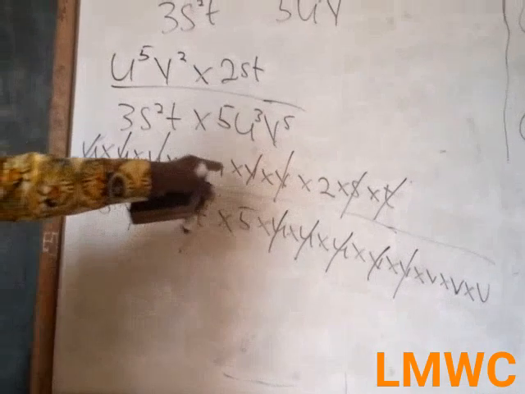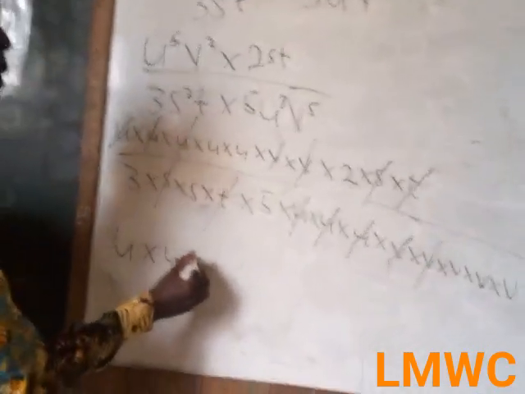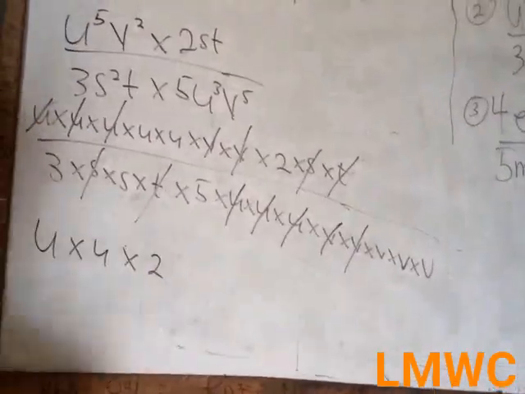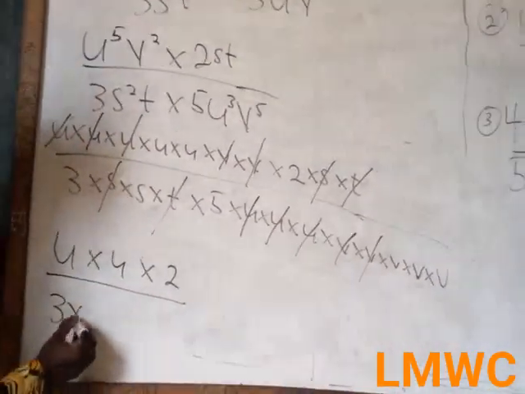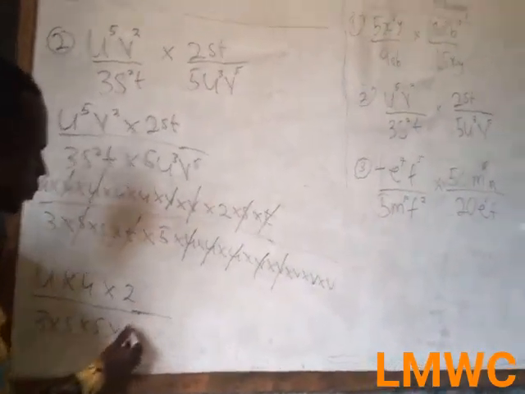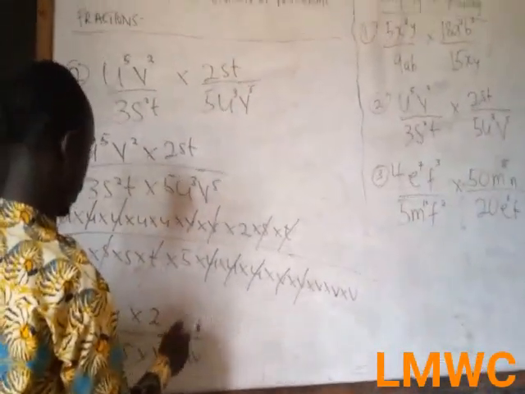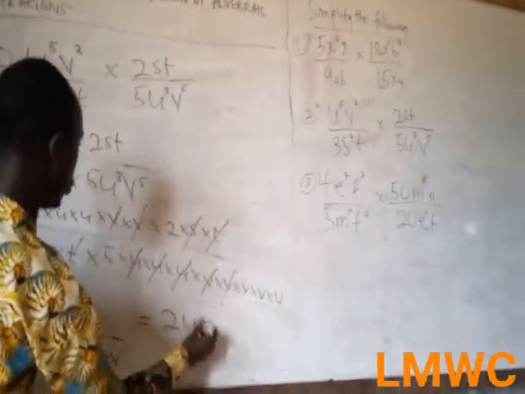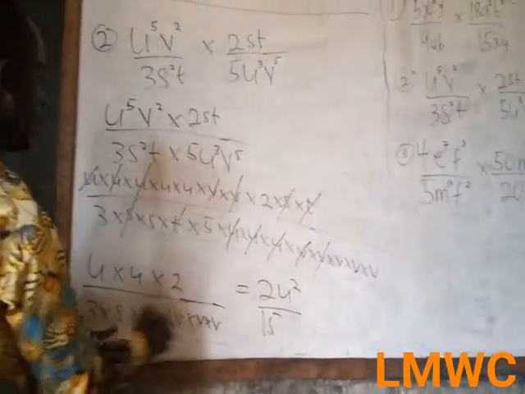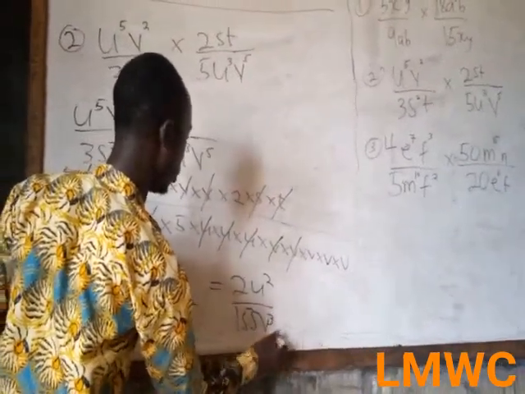So we have u here. So it's u times u times 2. So we have u times 2 over 3 times s times 5 times v times v times v. u times u is u squared times 2. You have 2u squared over this times this, which is 15. s times v times v times v. You have s v cubed. So this is your answer.